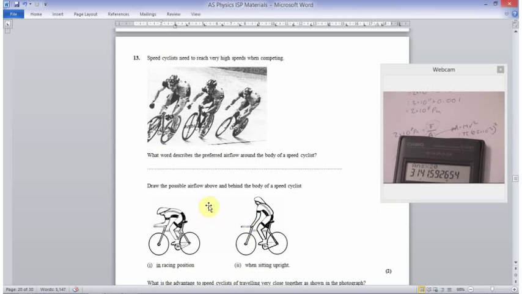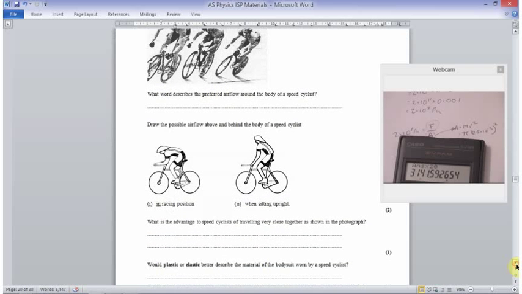Draw the possible airflow above and behind the body of a cyclist. Okay, so in racing position, it's going to be laminar. When sitting upright, it's laminar to begin with and then becomes turbulent behind him. What is the advantage of speed cyclists travelling very close together? They can streamline off each other and stay in each other's laminar flow, so the people at the back put in less work.